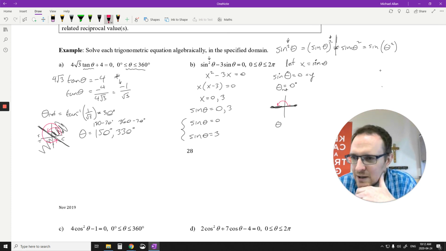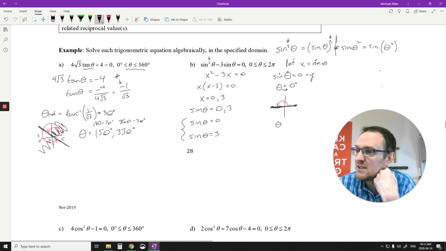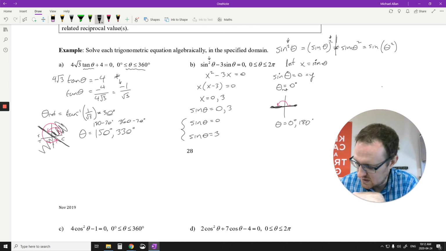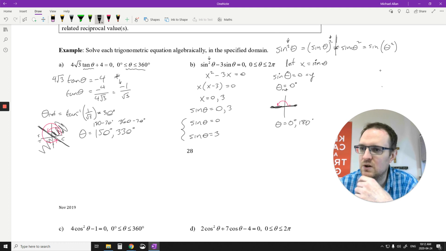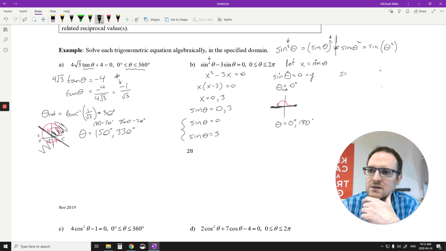I think I'm going to really draw it because it's on the x-axis, so the reference angle is 0. So I have two angles, 0 degrees and 180. Okay, I'm going to double check that. Sine 0 is 0. Sine 180 is 0. Cool. The next one I'm going to do is sine theta is equal to 3.